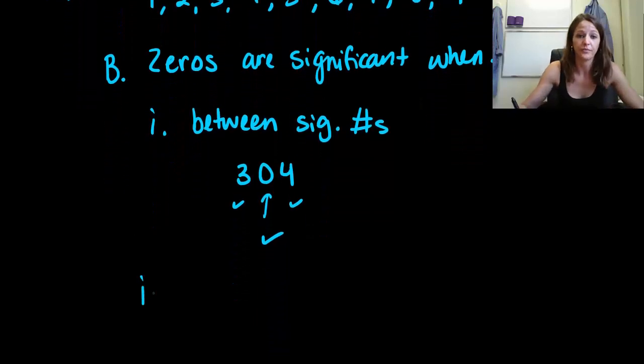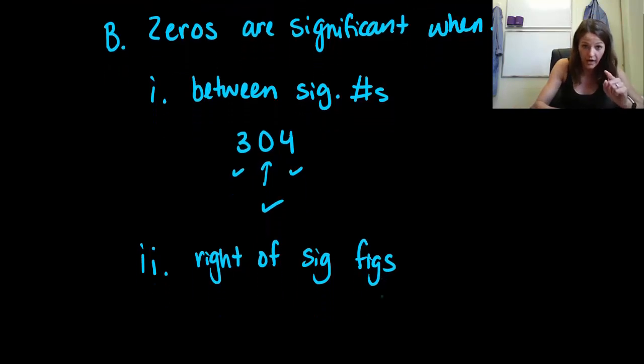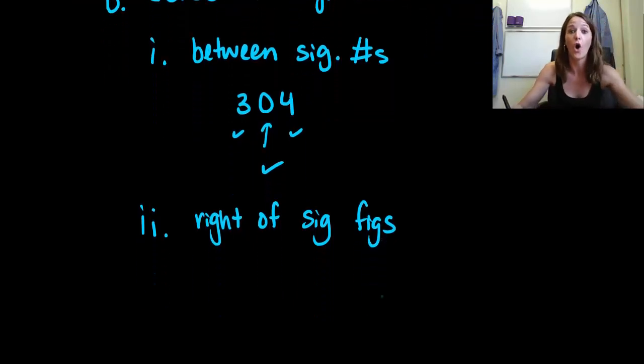Rule number 2. If your 0 is to the right of a sig fig. Now there are two different things in this part. This one right here is the one that confuses all my students the most, always. This always happens, so pay attention. If you fell asleep, wake back up. There's two different cases here.